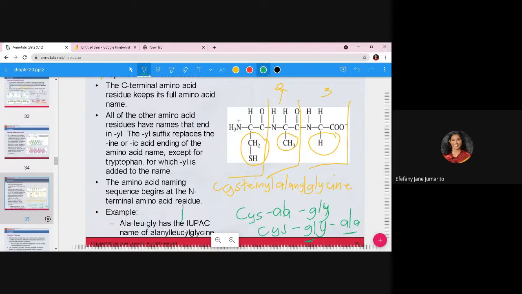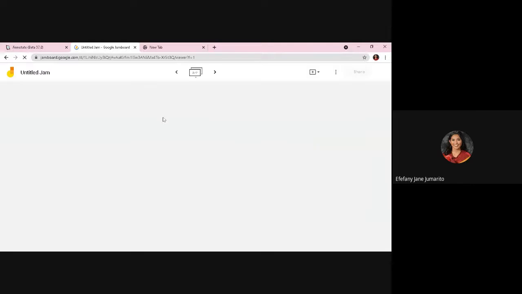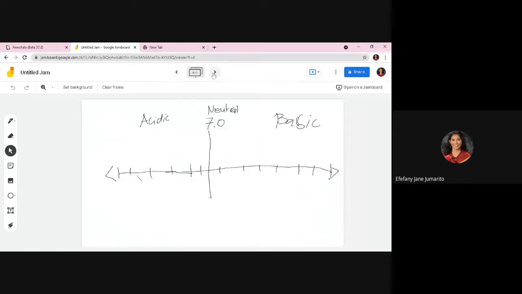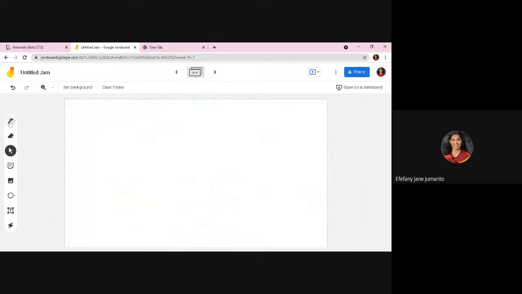Okay, so for your assignment, you draw. This is the assignment. But here, how do you name this peptide?